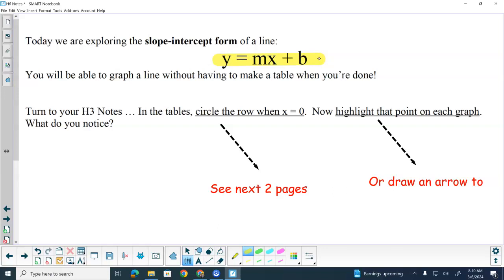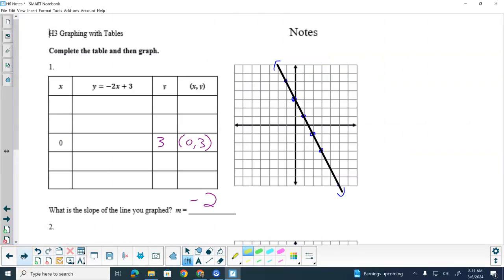Alright, what I want you to do is, in your note packet, turn back to your H3 notes. So we're looking at our H3 notes. Everybody should right now turn to their H3 notes so that you see it. Don't be rolling your eyes at me when I'm asking you to do something. So what specifically we're looking at is this line right there.